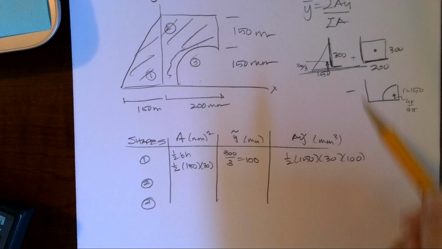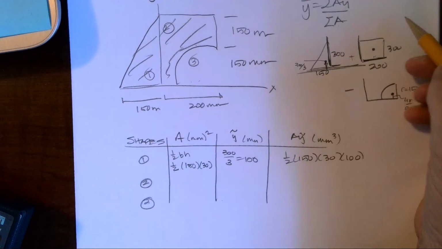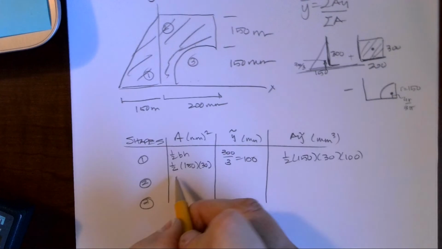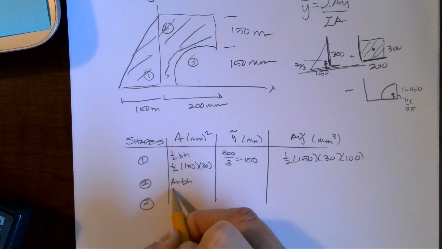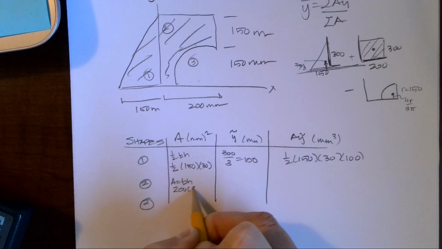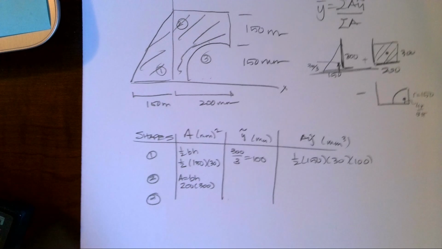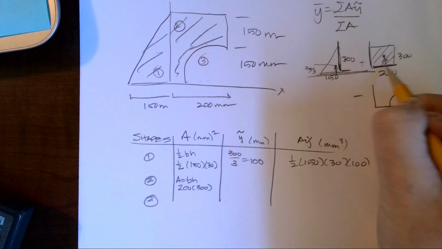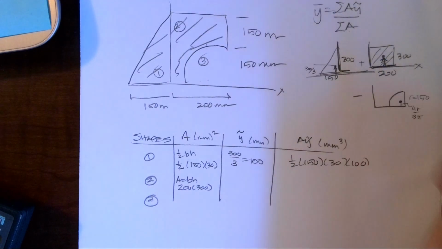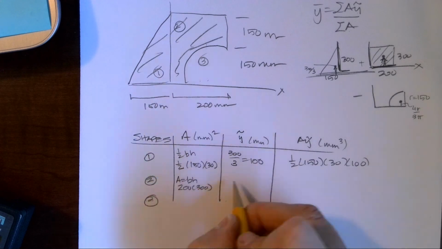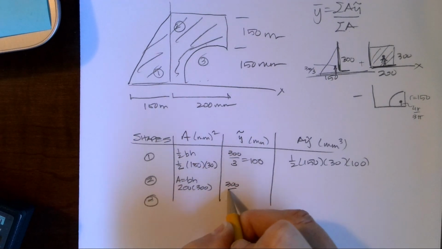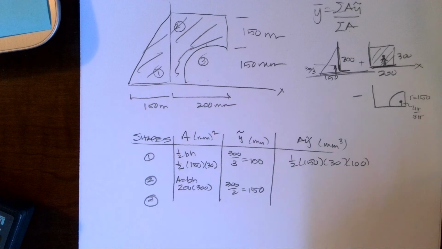We now have a rectangle. It's solid. Area is base times height. So I have 200 times the height of 300. I also know that we are going from our global x-axis up to our centroid. So we are going to go up by 1/2. Okay, and then we're going to multiply these over and get a y tilde.